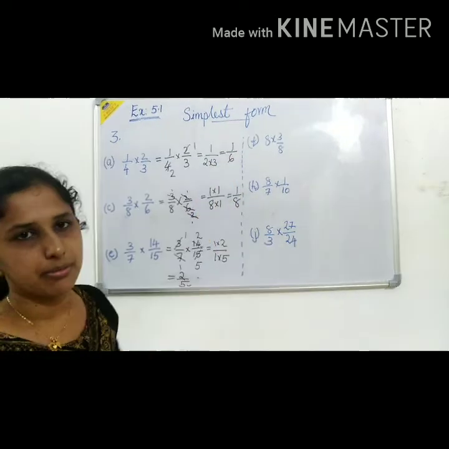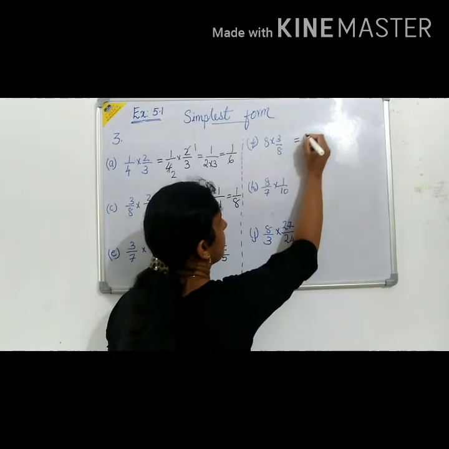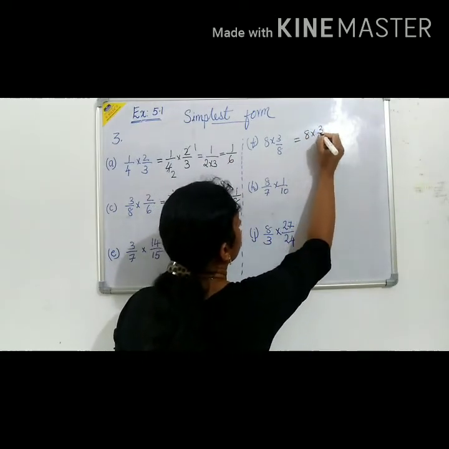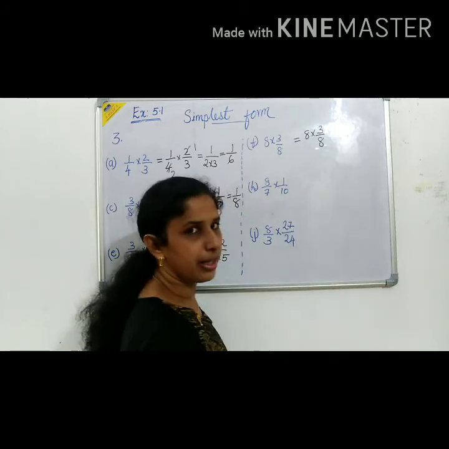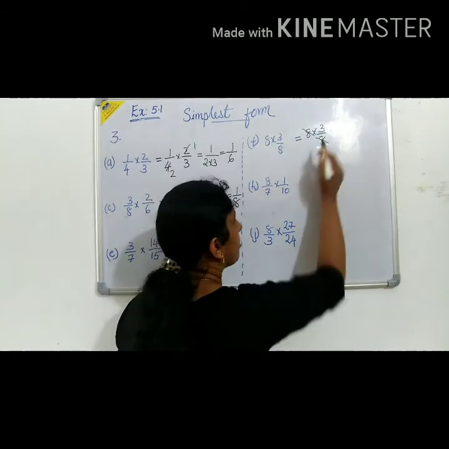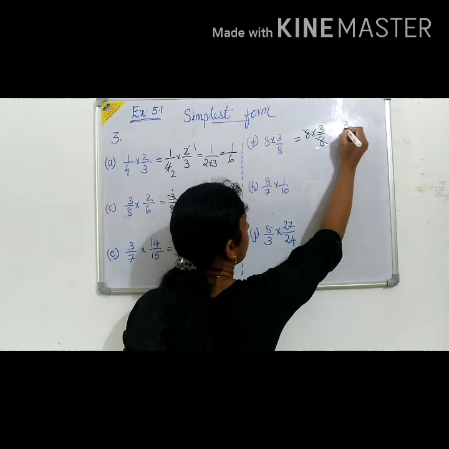Now coming to the question number F. Here it is a very simple question. 8 into 3 by 8. So here 8 and 8 become cancelled. Answer is equal to 3.